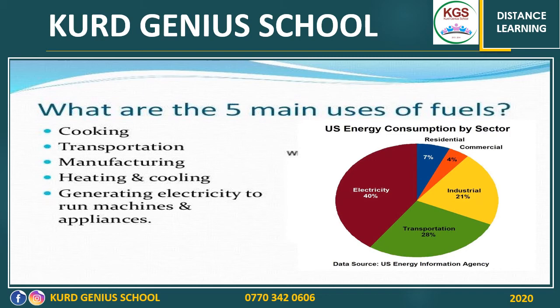Guys, look at here. We are using energy and consuming it by sector. So we use fossil fuels for generating electricity about 40%, and we are using 28% of fossil fuels for transportation, and 21% of fossil fuels for industrial purposes. And also we are using 4% of fossil fuels for commercial use, for companies and machines. And we are using only 7% for residential use.